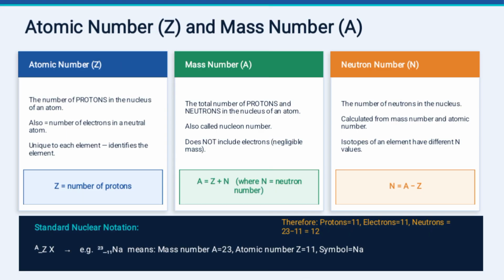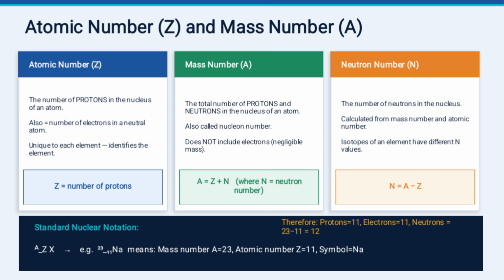So let's look at atomic number and mass number. Atomic number Z is the number of protons in the nucleus of an atom. The number of protons in the nucleus of an atom is also the number of electrons in a neutral atom. Of course, we have learned that we can have a neutral atom and then we can have ionic atoms, which are ions. When an atom is electrically charged, it is called an ion.